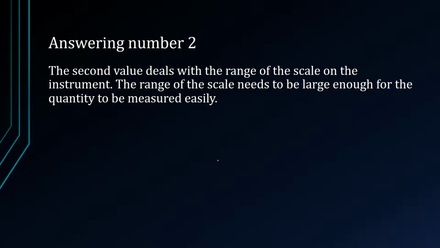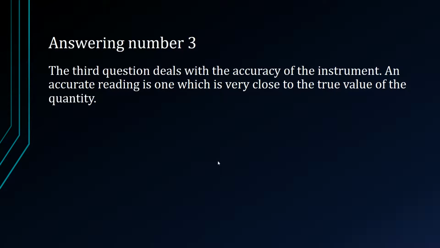The third question deals with accuracy. The accuracy of the instrument is how close you can actually get to the true reading. Say for instance, the true reading has an answer to 3 decimal places and your instrument can only give you an answer to 1 decimal place. Then your reading may not actually be accurate.